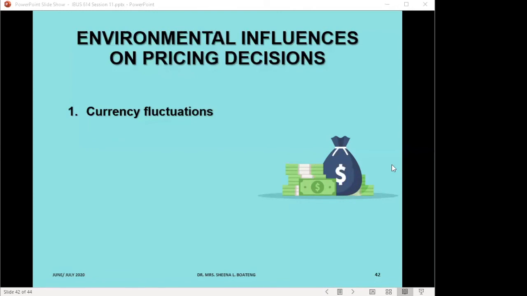Another way is through inflationary environments that may occur in specific markets. A product that per se was selling at say $1 or $2, due to inflation, you may not be able to sell for $2 anymore. You may have to increase the price because the conditions in the market are not enabling you to sell at the price that you previously used to sell.